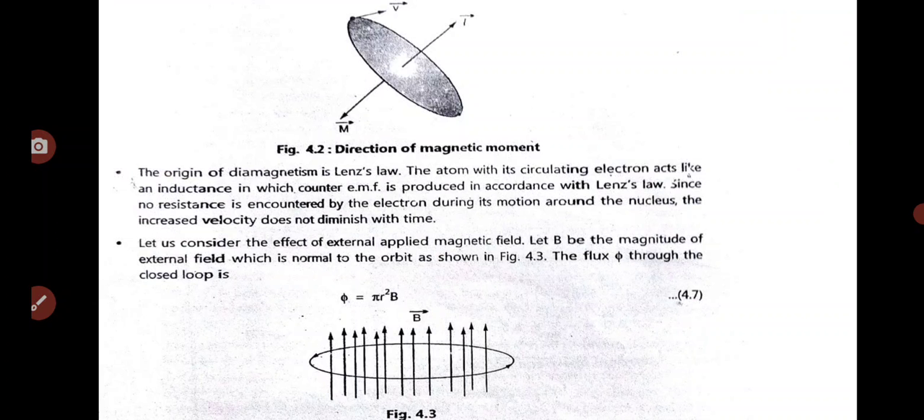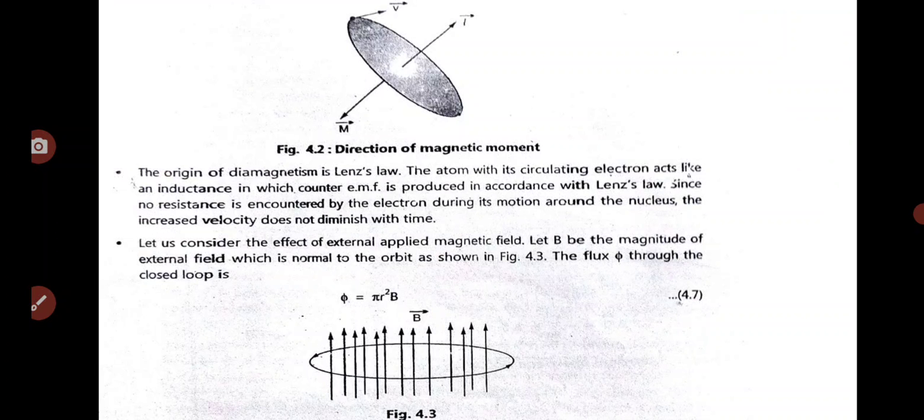So, the origin of diamagnetism comes from Lenz's law. The atom with its circulating electron acts like an inductance, in which a counter electromotive force is produced in accordance with Lenz's law. This is called no resistance, which is encountered by the electron during its motion around the nucleus, so its velocity is increased and does not diminish with time.